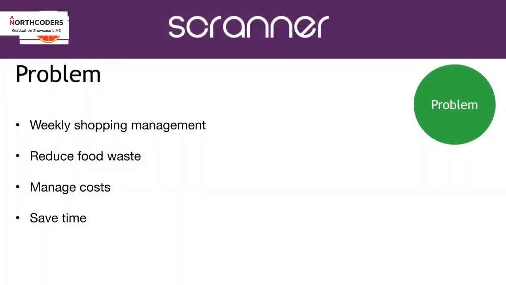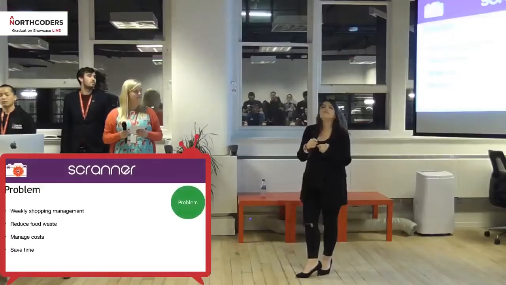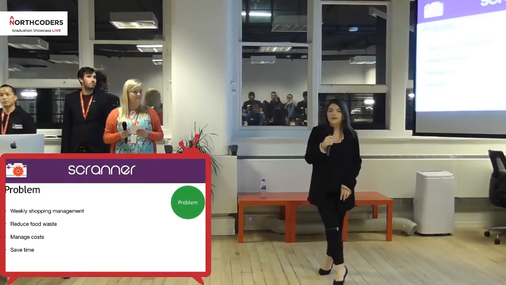The problem that we decided to tackle was how people manage their weekly shopping. So for example, if you've got 5 recipes that you want to cook throughout the week, it can be quite time consuming to plan all your ingredients so that you can manage food waste and cost. And when you get to the supermarket, if you forgot your list, you end up having to Google the recipes and going up and down the aisles to get all your ingredients.